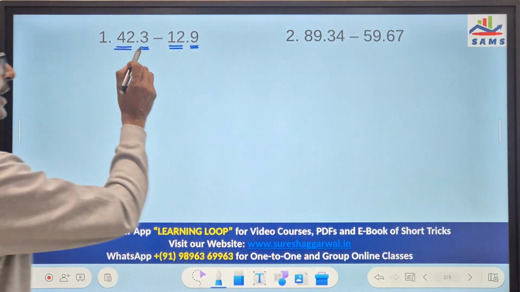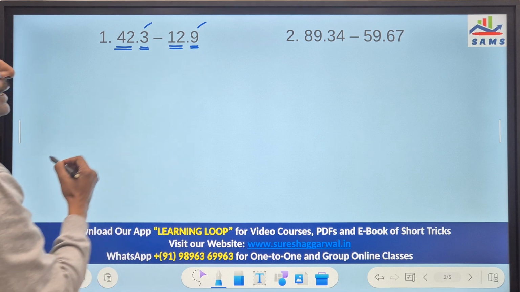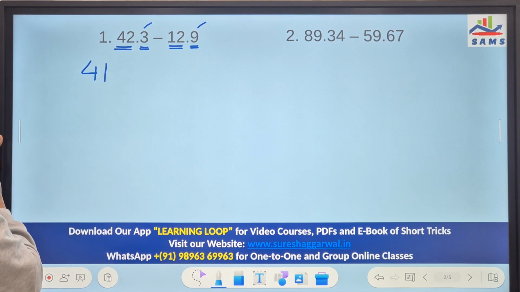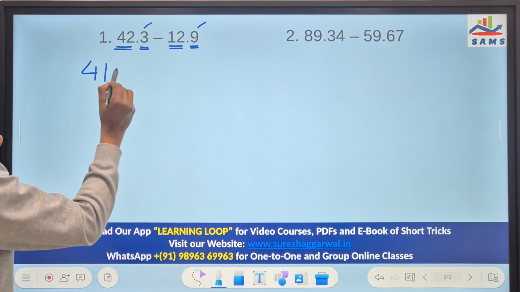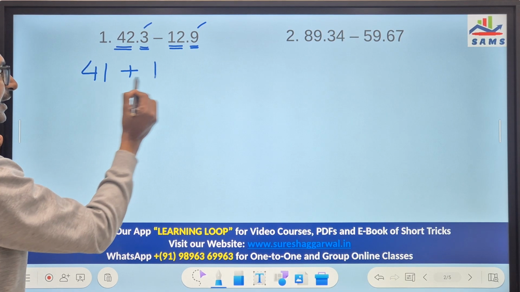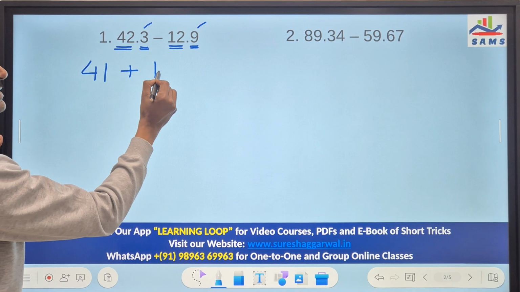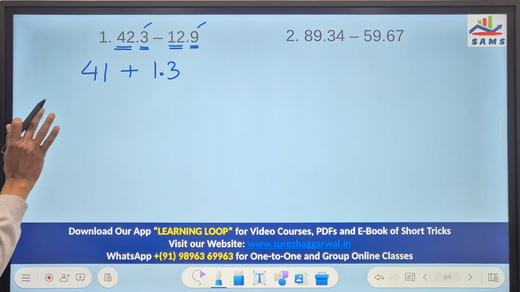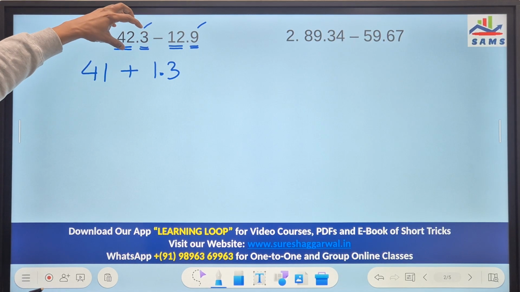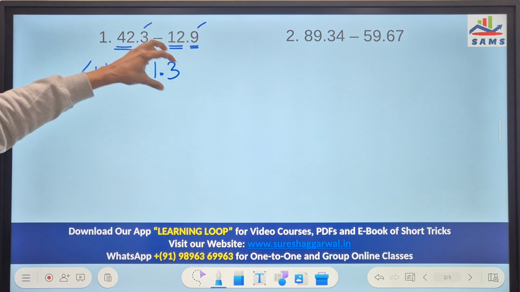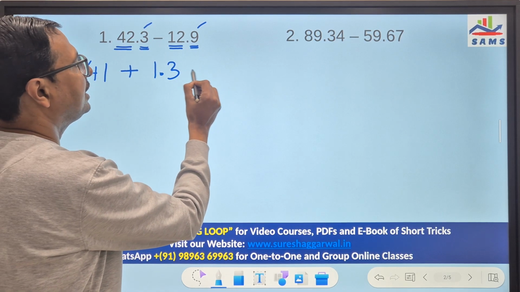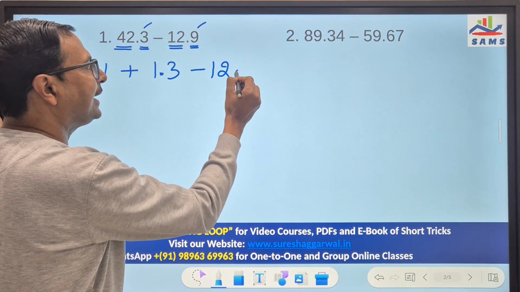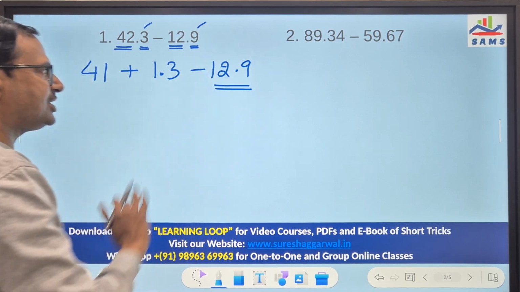See what I do here. Since 3 is smaller than 9, so from 42 I will subtract 1 and I will write it as 41, and then plus 1, this is 42, and the decimal 3 I will write with the second number. So actually what did I do? I separated 42.3 as 41 and 1.3. And that will be very easy for me to do, because next step is like 12.9. I can write it as it is, no change here.